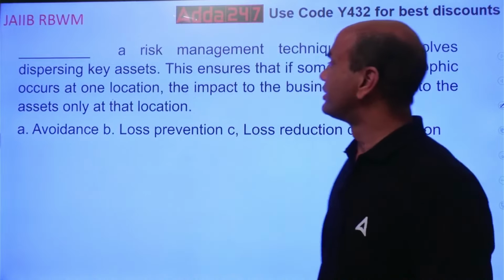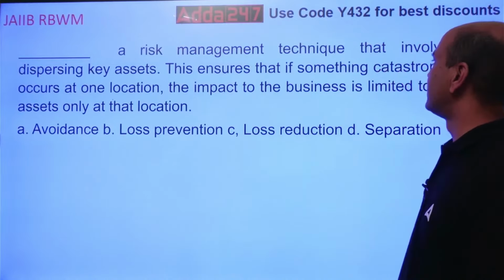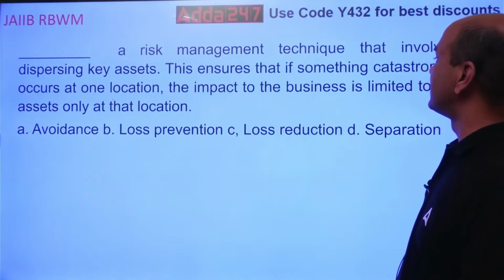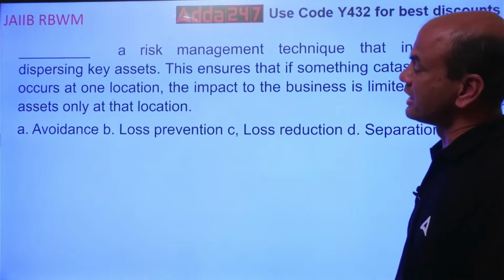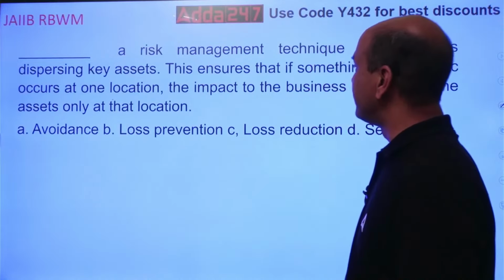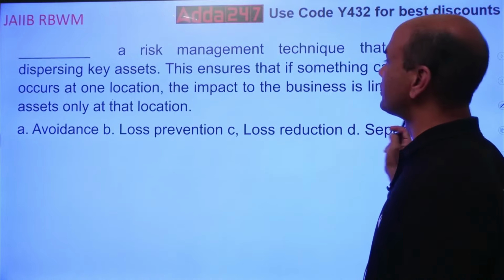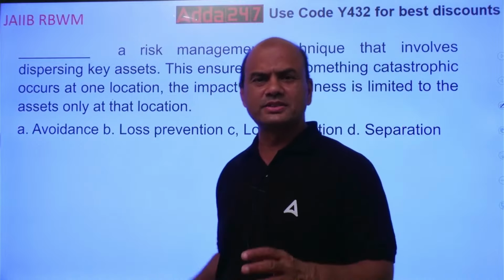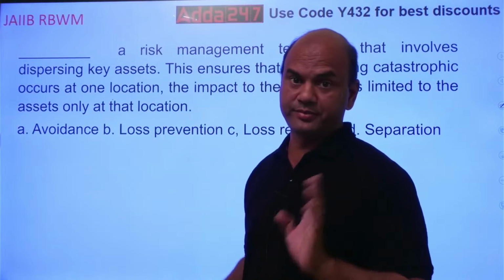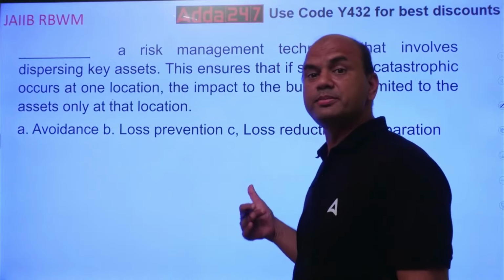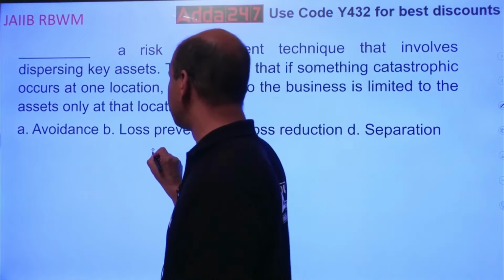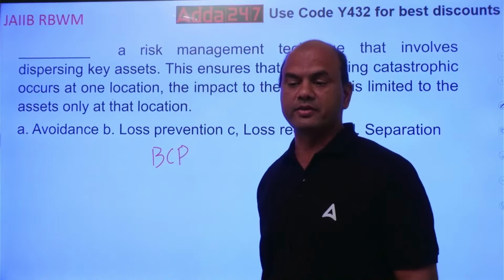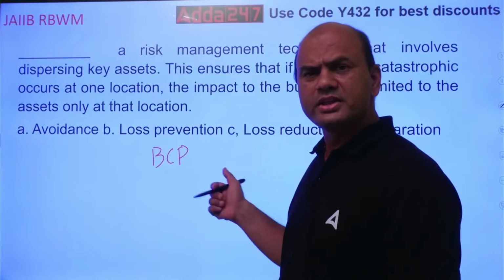See this. Dash is a risk management technique that involves dispersing key assets. This ensures that if something catastrophic occurs at one location, the impact to the business is limited to the assets only at that location. What is this? This is something different which I need to explain now. This is a part of BCP activity. BCP. What is BCP? Look at this. BCP activity. This is a part of BCP activity.